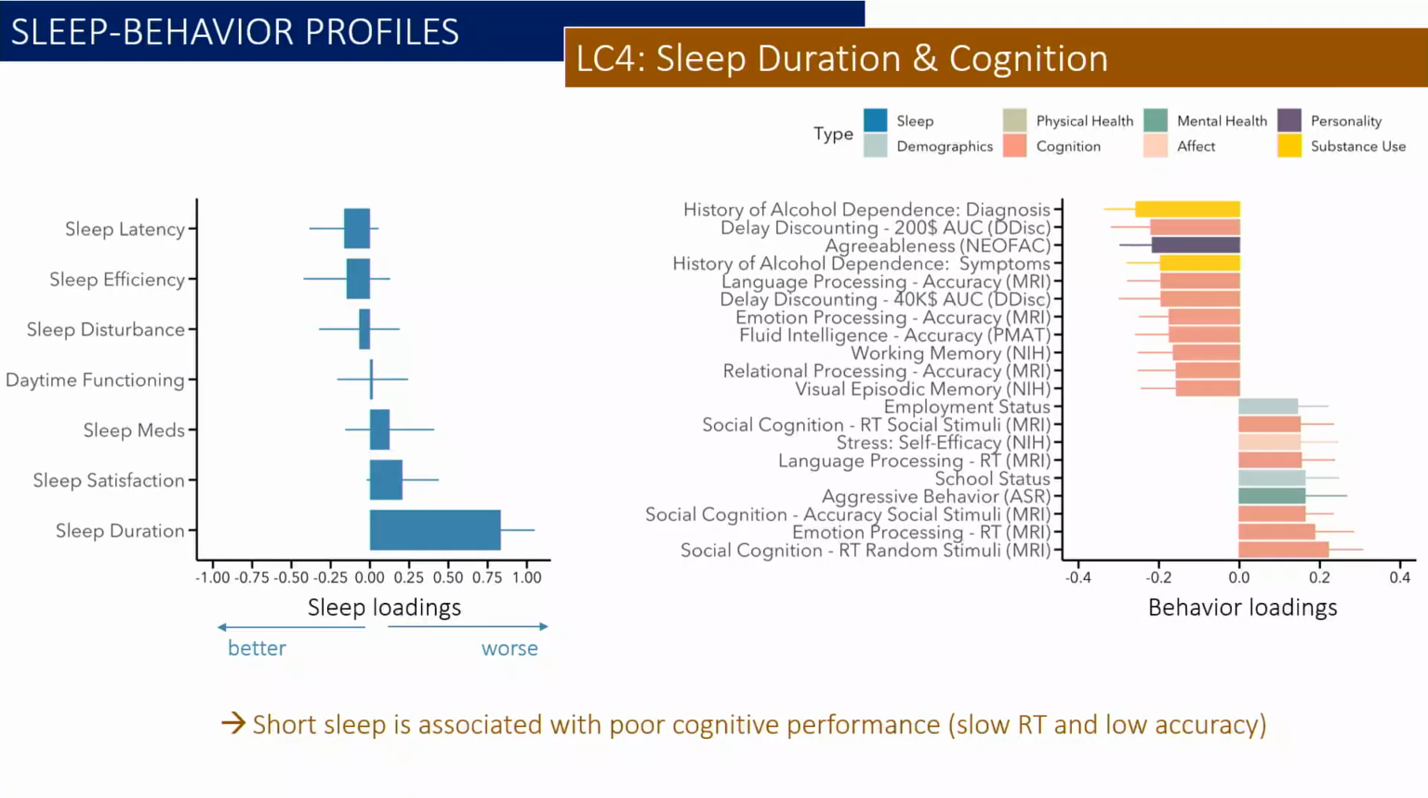Another profile has high loading specifically with sleep duration, which means not sleeping enough. And that was associated with high loading in poor cognitive performance, whether it's low accuracy or slow reaction time in working memory, emotion processing, episodic memory, or social cognition. It seems that it's a profile that reflects more the lack of sleep and the link with cognitive impairment.